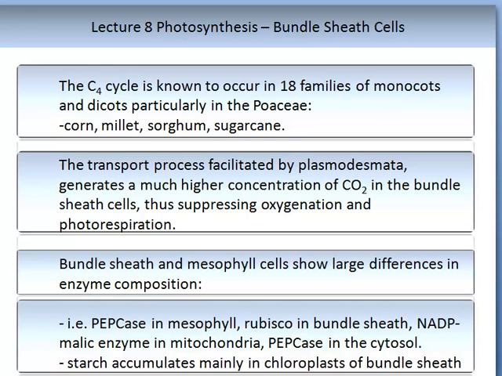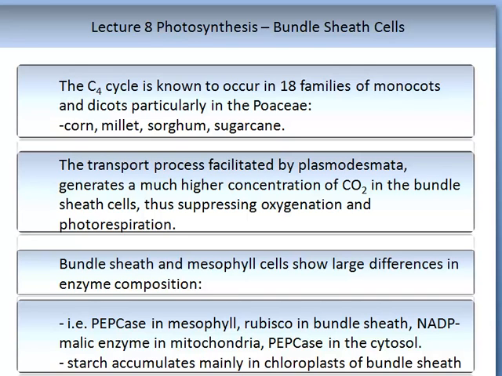The C4 cycle is known to occur in 18 families of monocots and dicots, particularly in the Poaceae. That includes corn, millet, sorghum and sugarcane. The transport processes facilitated by the plasmodesmata generate a much higher concentration of carbon dioxide in the bundle sheath cells, thus suppressing oxygen and photorespiration. And these are the advantages of the development of this system.